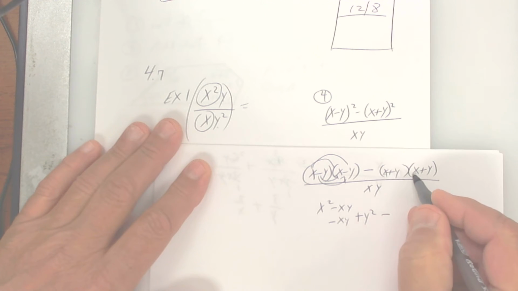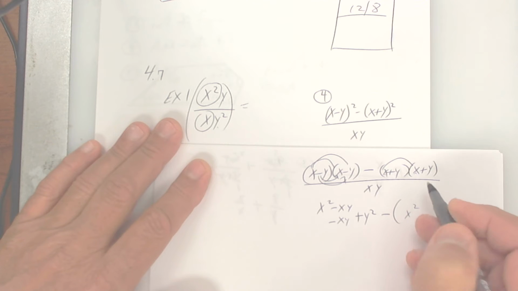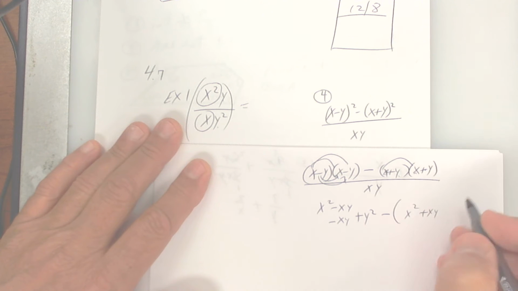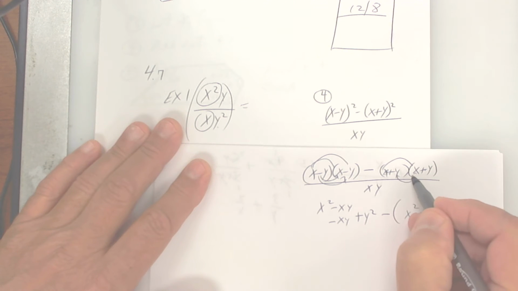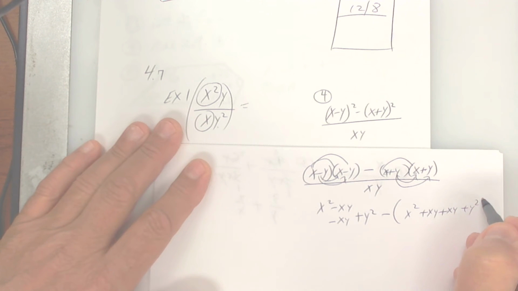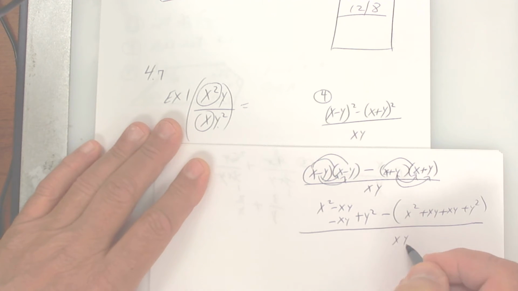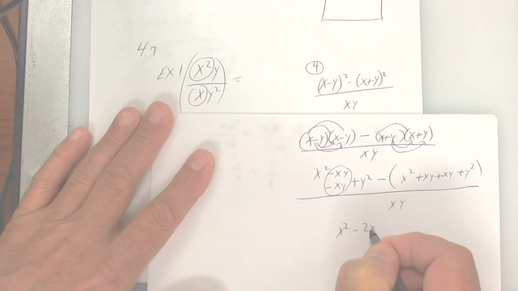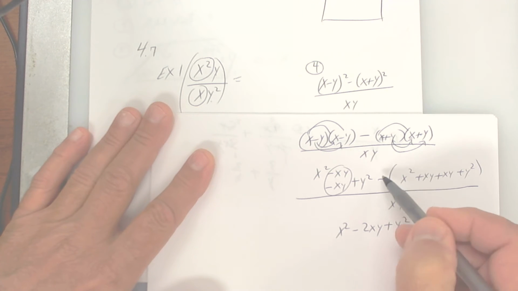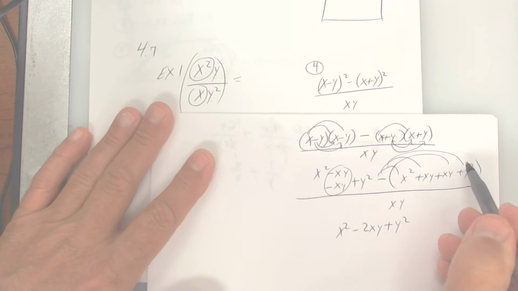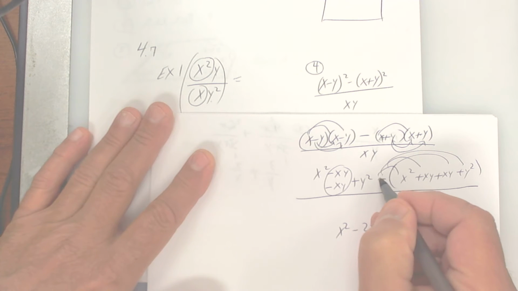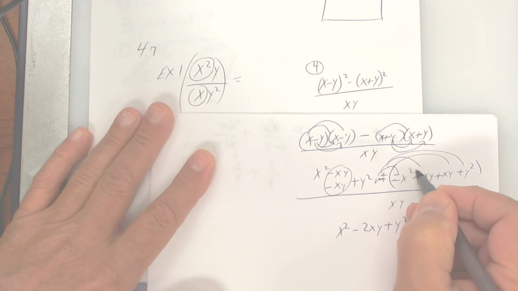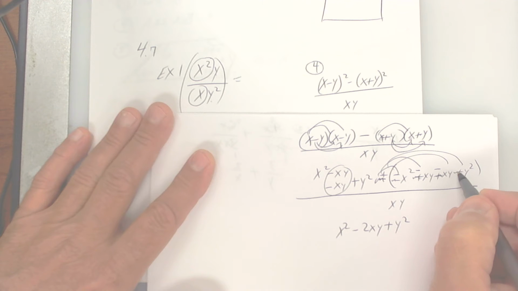Minus, on this one right here, you're going to get x squared plus xy. And then this one's going to be another plus xy right here. And then that's going to be plus y squared. And all of this is going to be over xy. Okay, this right here you can combine. So you're going to get x squared minus 2xy plus y squared. Now you got to distribute this minus sign. Okay, so this becomes a plus. This becomes a negative. This becomes a negative. This becomes a negative. This becomes a negative.